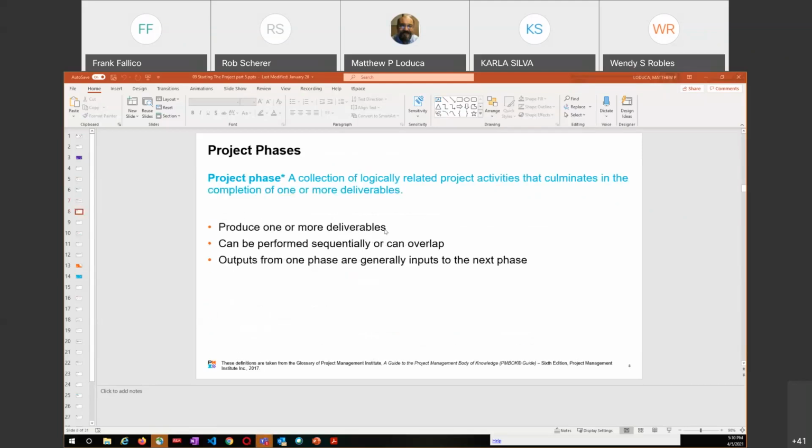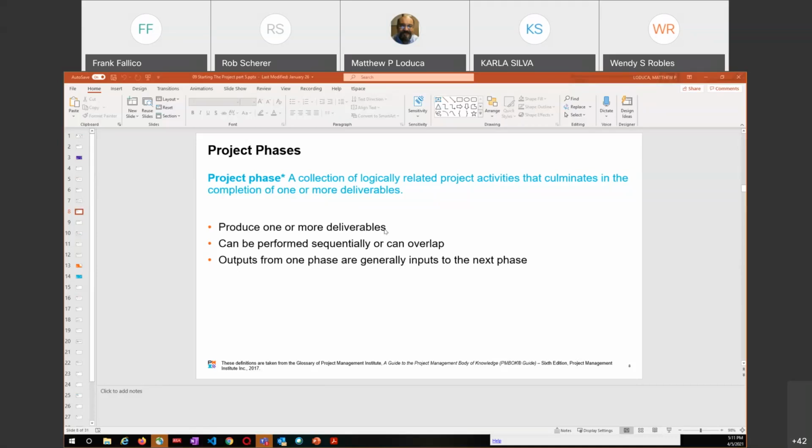Okay. Project phases. A project phase is a collection of logically related project activities that culminates in the completion of one or more deliverables. So in waterfall, you might have a planning phase, a requirements phase, a design phase, a build phase, a test phase. All of those would be examples of project phases. Those are examples of the phases in waterfall. Agile might have a totally different kind of phase depending on how you want to do that. And we produce one or more deliverables from each phase.